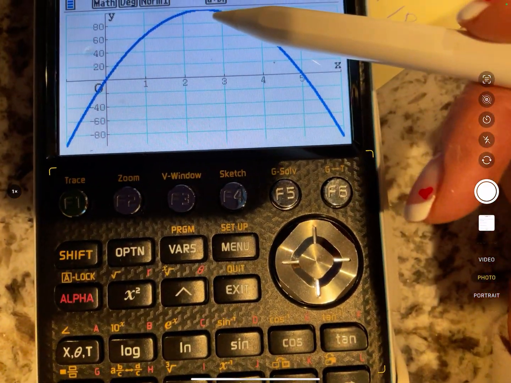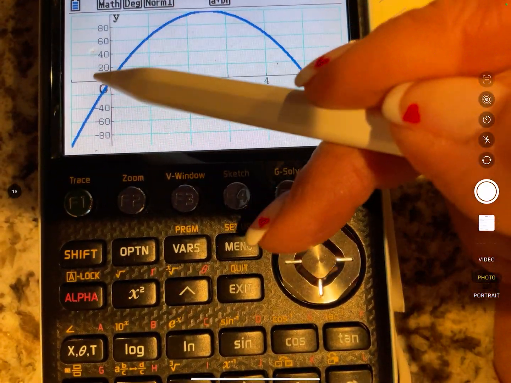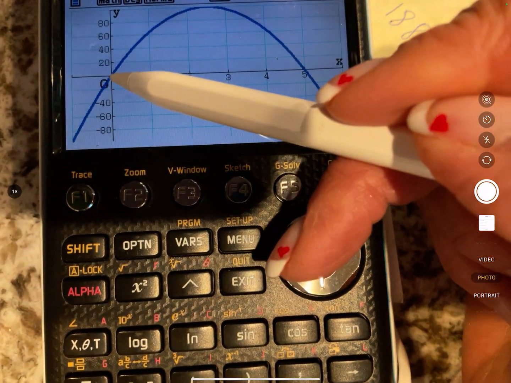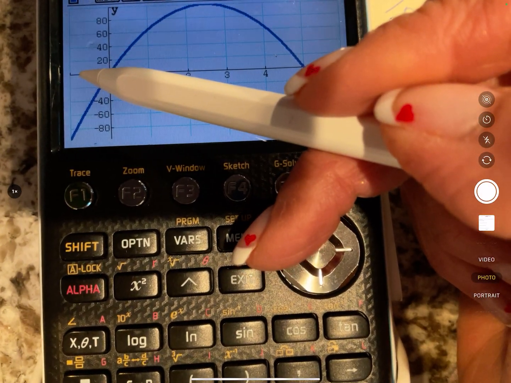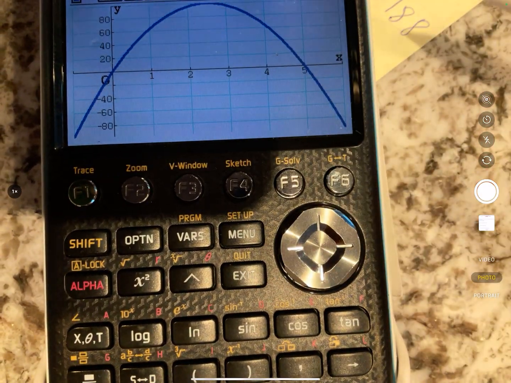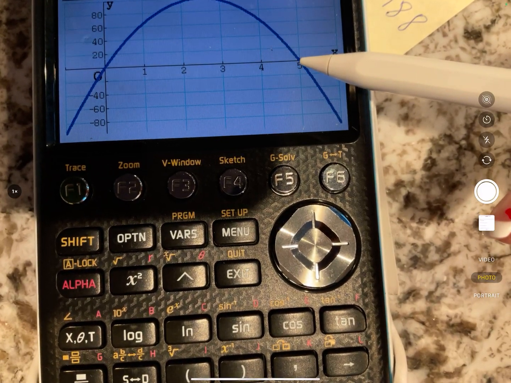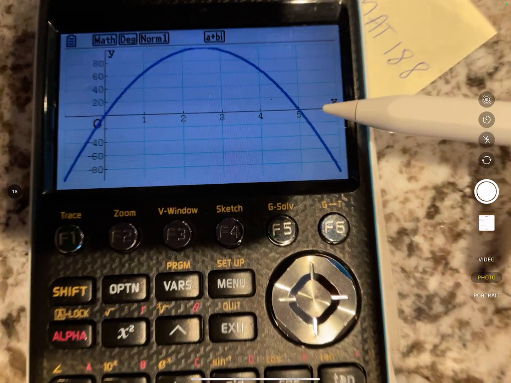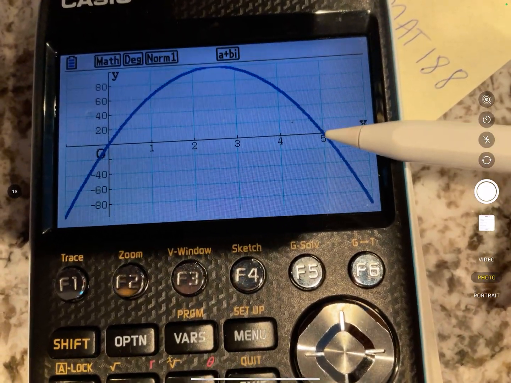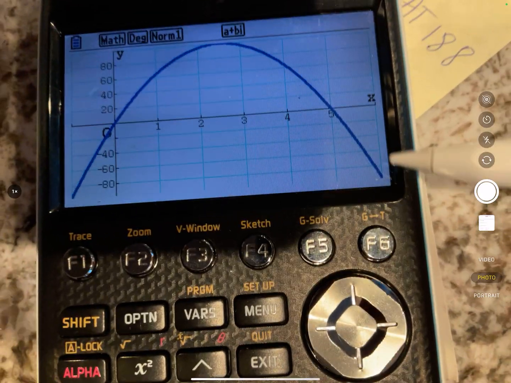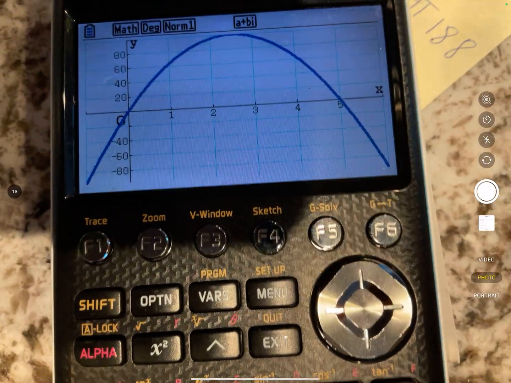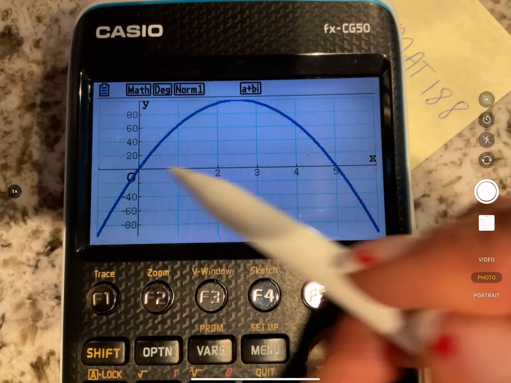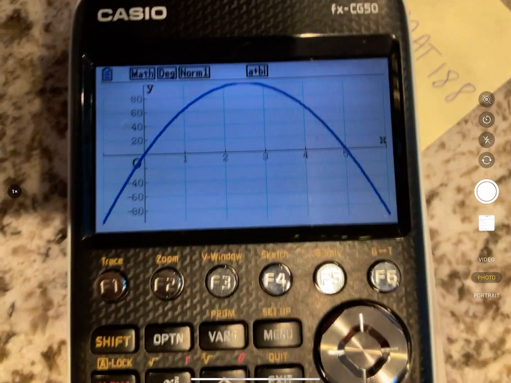This part of the graph is the only part of the graph that works for this problem, because this other part of the graph doesn't really exist because you can't go back in time, and you can't have negative height. Same thing here. Once the ball hits the ground, the play is over, right? This problem is over because the ball can't have negative height. It doesn't keep going down to the center of the earth. So now that we know we're just dealing with the parabola above the x-axis, we can answer the questions.